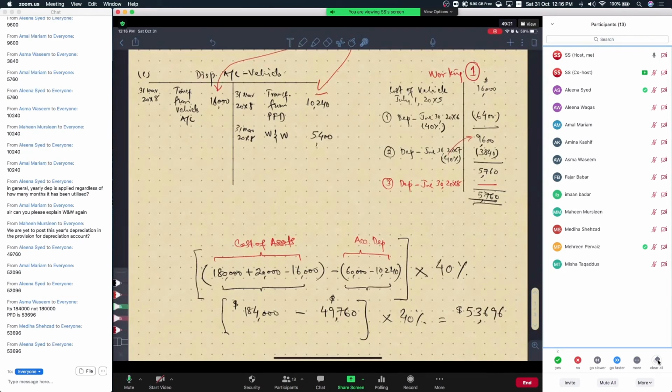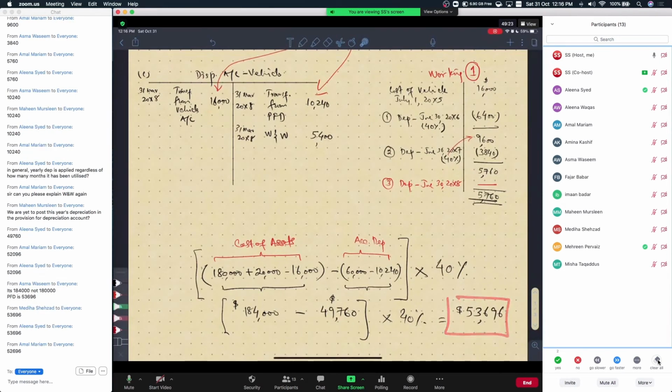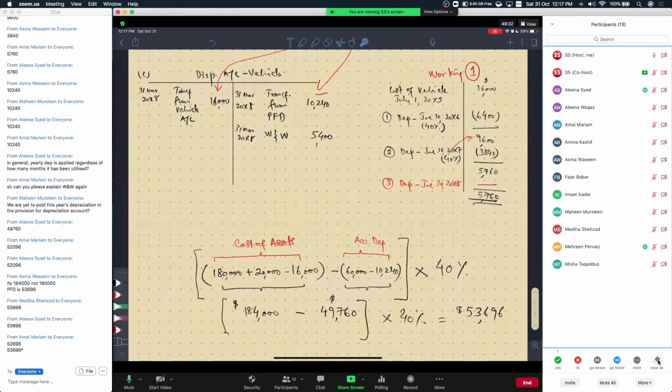So what is this value? This is the current year's depreciation charge on the remaining assets that we are still using at the moment, right? Before we move on to the next stage, 53696. Thank you, Amar. Got it. Thank you, Alina. 53696 is the depreciation charge for the current year. If you understand this calculation, then a green check, please, quickly, and then I will start posting it in the accounts.